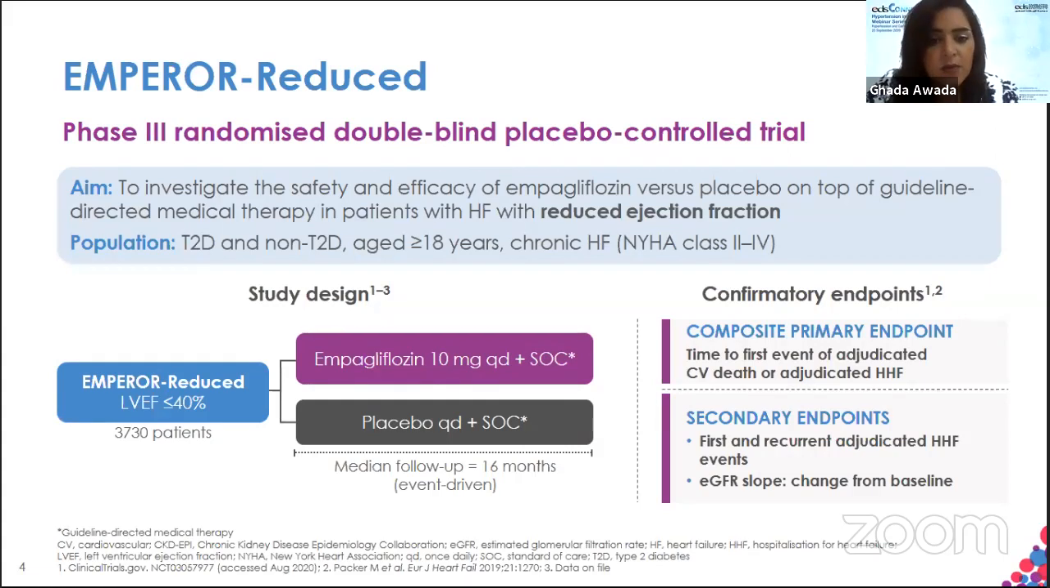They were randomized between empagliflozin 10 mg versus placebo on top of standard of care, a total of 3,730 patients with reduced ejection fraction of less than 40%. The primary endpoint was the composite of the first adjudicated cardiovascular death or adjudicated hospitalization due to heart failure. The secondary endpoints were the first and recurrent adjudicated heart failure events, with the change of the eGFR slope and the change from baseline.